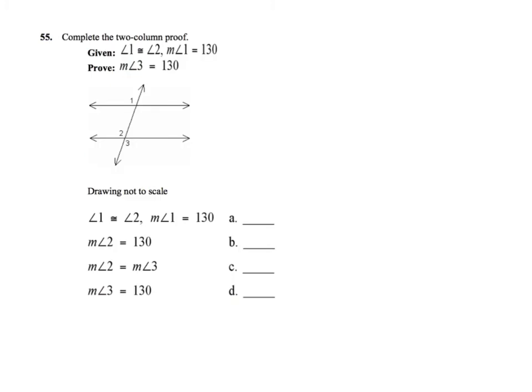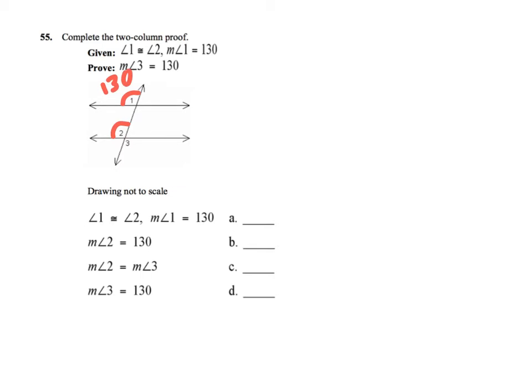All right, my next one says complete the two-column proof. We are given that angle 1 is congruent to angle 2. I'm going to draw that in my figure. They're the same size. I also know angle 1 is 130. We want to prove that the measure of angle 3 is 130.